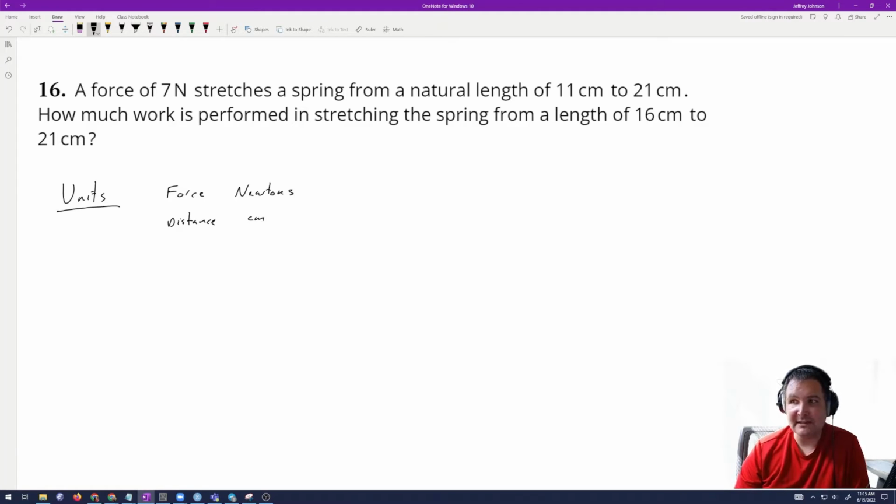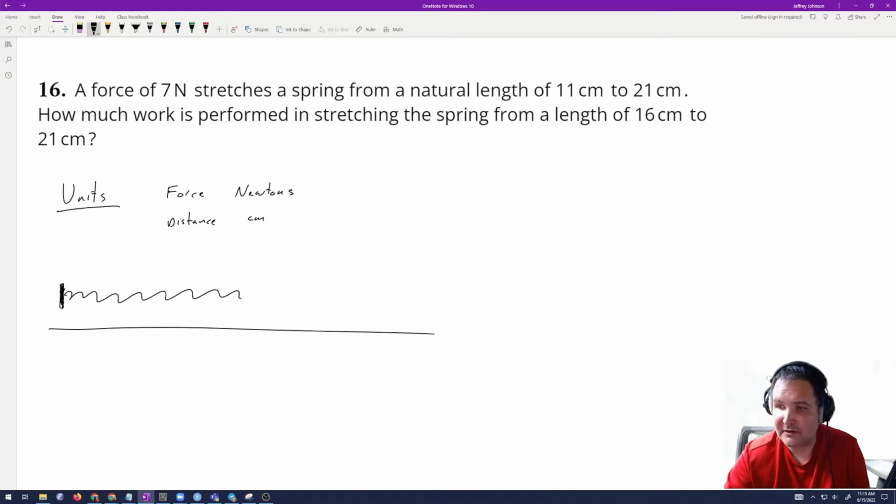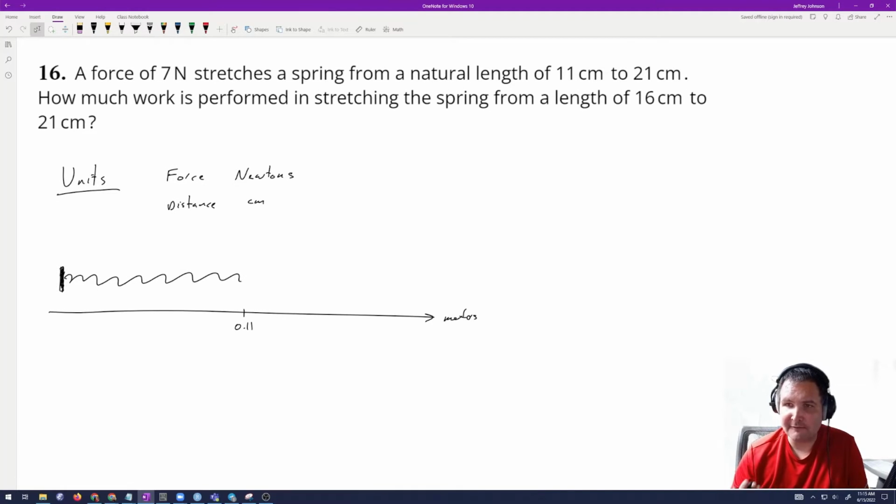Now the nice thing is that it's fairly easy to change centimeters to meters in this case. So in this case, the natural spring, and it's good to draw a little picture just to be able to conceptualize the problem. We're just going to think about everything in terms of meters. So if its natural length is 11 centimeters, that's 0.11 meters. And then it gets stretched to 21 centimeters. So let's try to find the force of this spring.